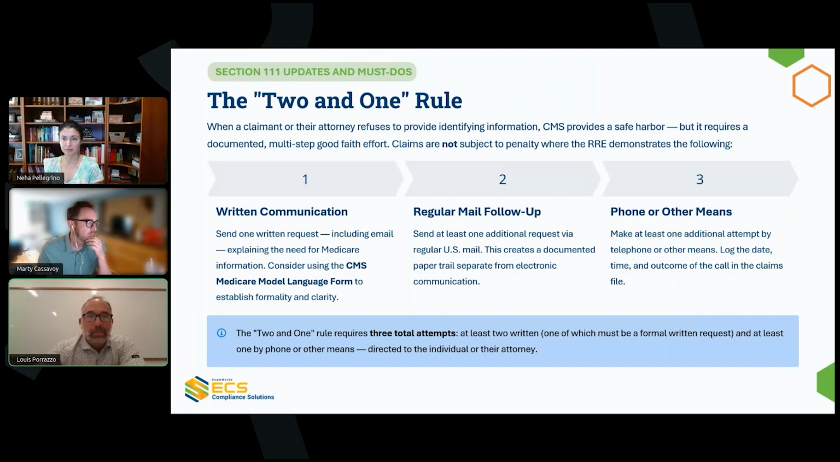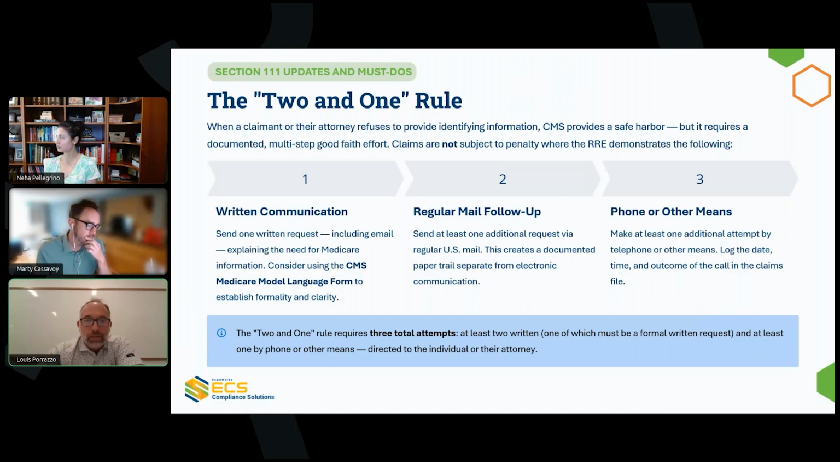It's a multi-step, good faith effort. And when you follow this to the letter of the law, claims are not subject to penalties where you have demonstrated the following. So the 2-in-1 rule is basically this. You have to ask 3 times for the information. Think about it like that scene in Austin Powers where they have to ask Will Ferrell something 3 times before he answers correctly. This first one has to be written communication. You have to send 1 written request. That can include emails explaining the need for Medicare information.